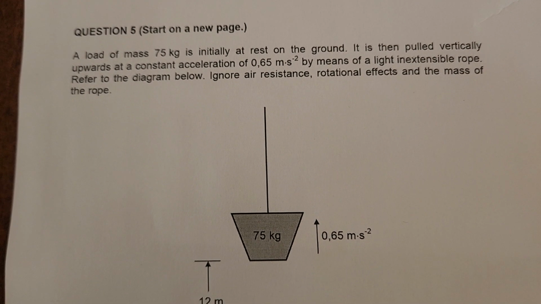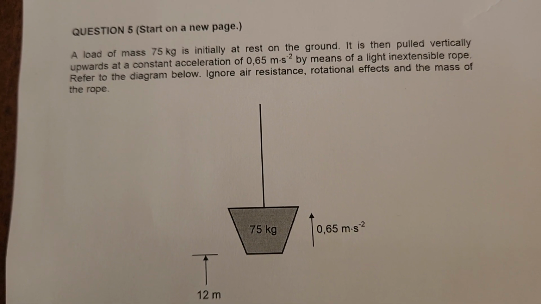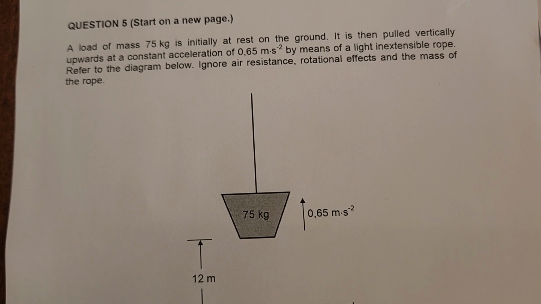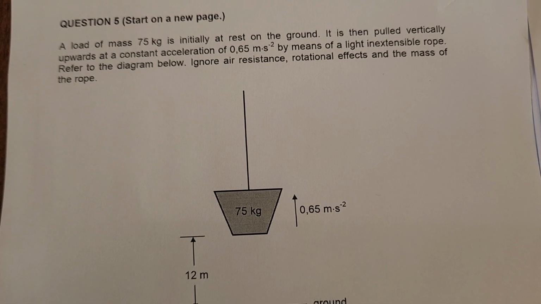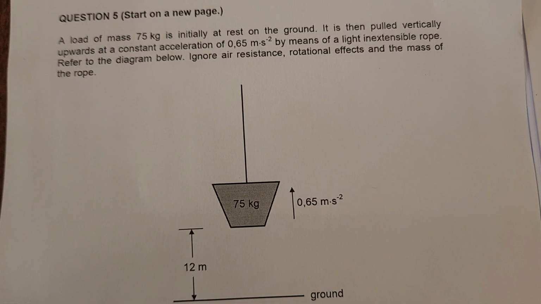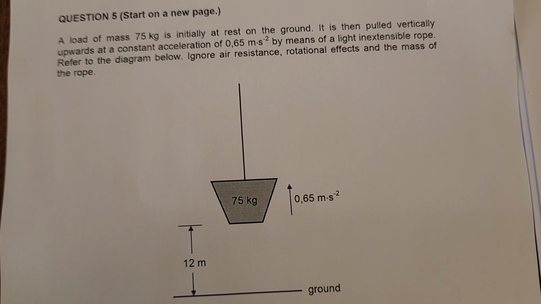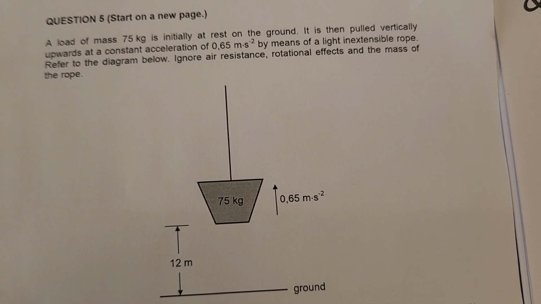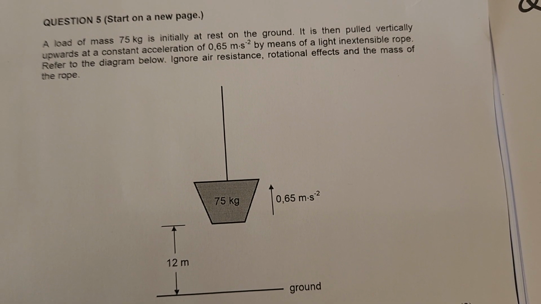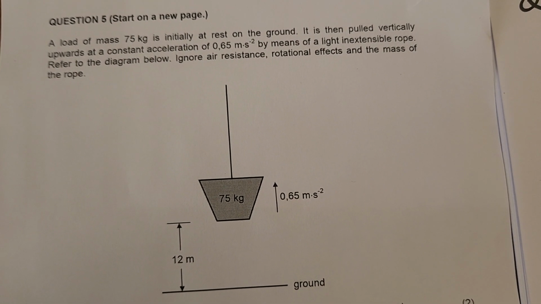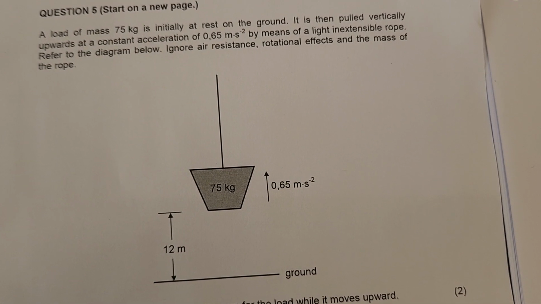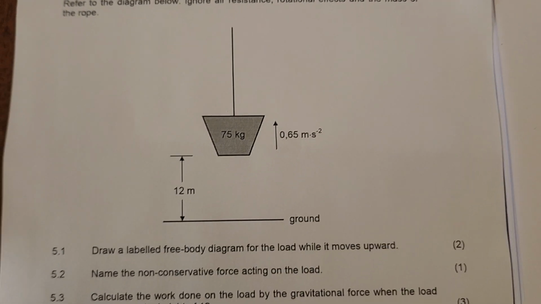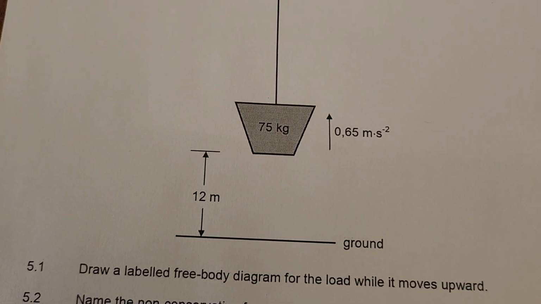It says a load of mass 75 kilograms is initially at rest on the ground. It is then pulled vertically upwards at a constant acceleration of 0.65 meters per second by means of a light inextensible rope. Refer to the diagram below. Ignore air resistance, and that friction is ignored here. Rotational effect and the mass of the rope. This is the diagram, you can see.